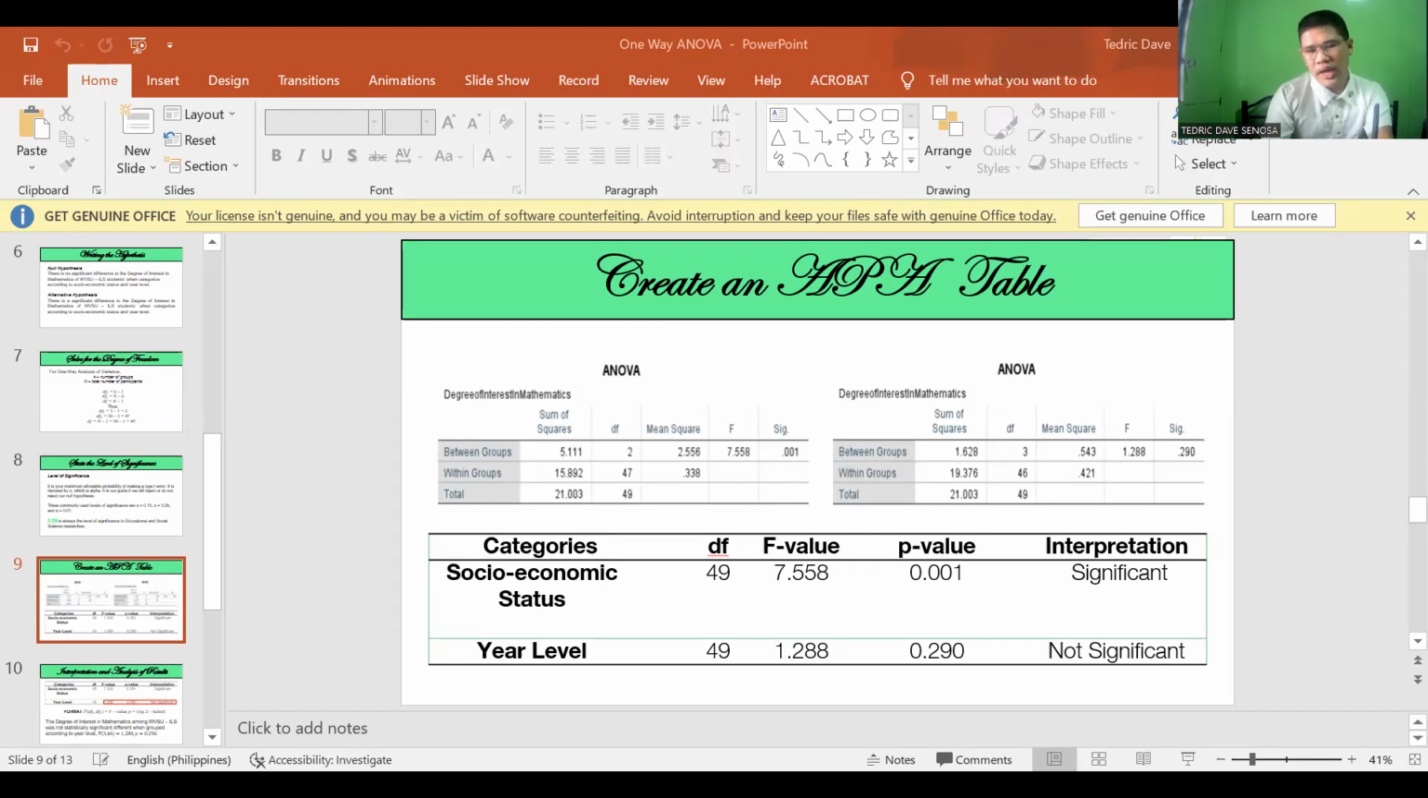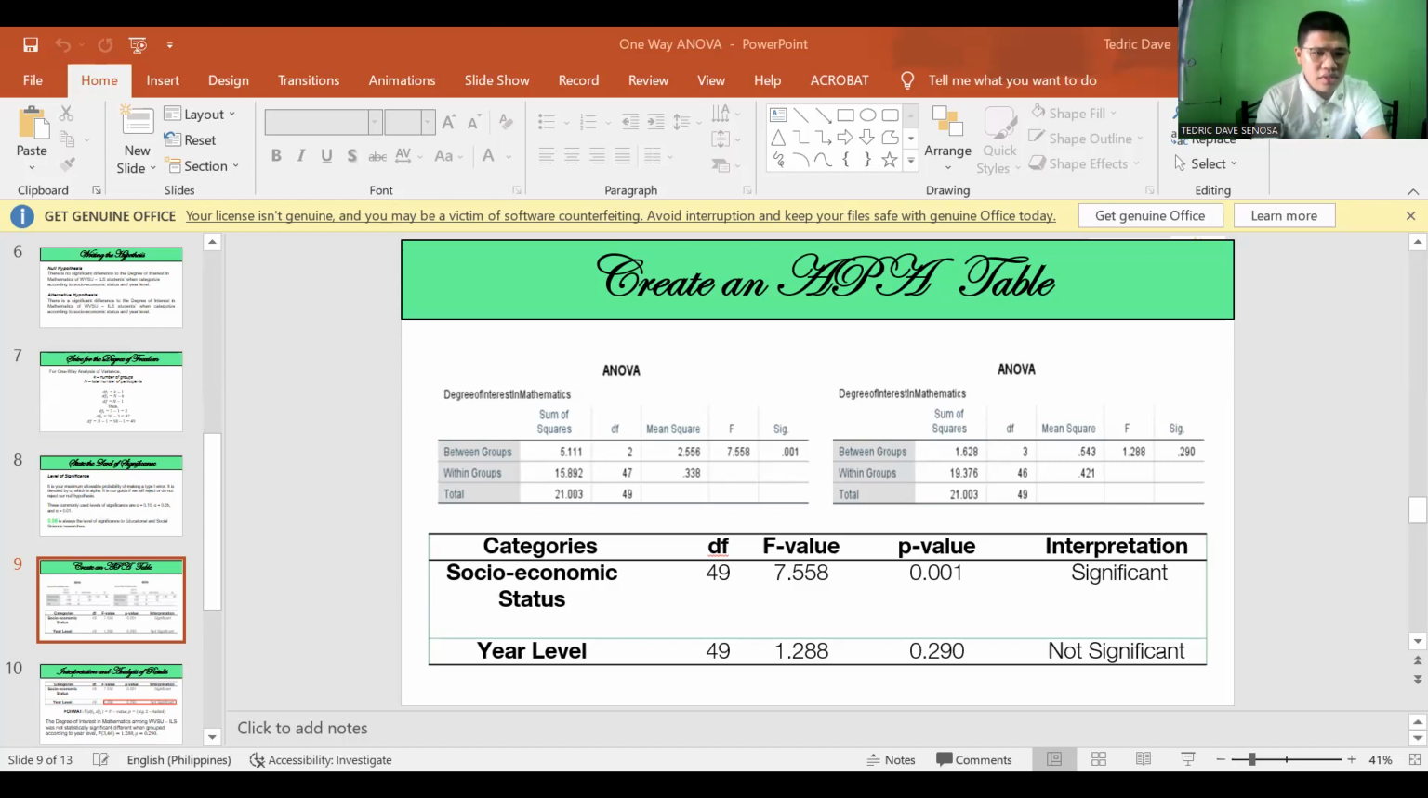But before we click OK, let's click Post Hoc. You can use Tukey. Actually, you can use anything here: LSD, Scheffe, okay. But I will use Tukey. That will be my basis, according to Laird. Let's continue and you click OK.